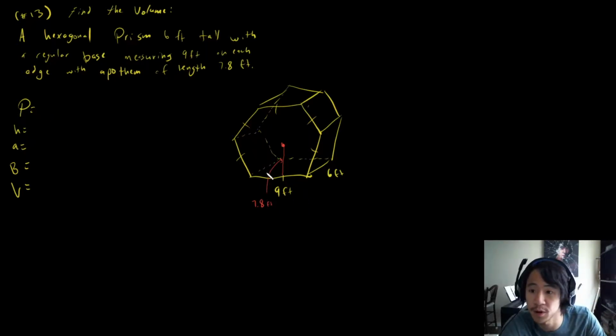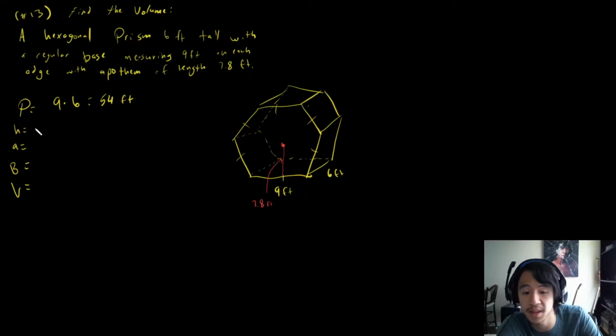All right, so the perimeter of our base, well, that is going to be, we have 9 for one side. So we have 9 times, how many sides do we have? We have 6. So this is 54 feet. And then H is going to be the height of our prism. That's given to us. It's 6 feet. And A is going to be 7.8 feet. That's also given to us.